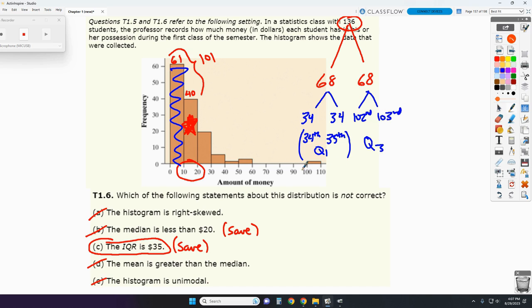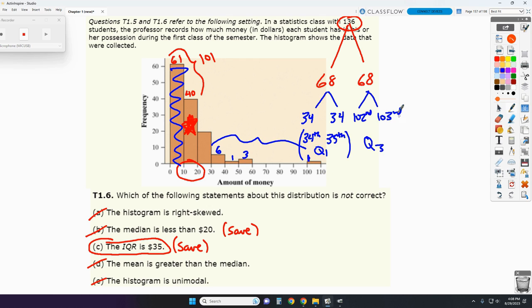Now, I can either keep going forwards until I get to 102, 103, or it might be easier to go backwards and say, by the time I get to $100 and $110 in this range right here, I know I've got all 136 students. So this one, maybe this is one student. This looks like it might be 3. This might be 1. This might be 6. So right there, I've gotten 11 students have somewhere between $30 and $110.